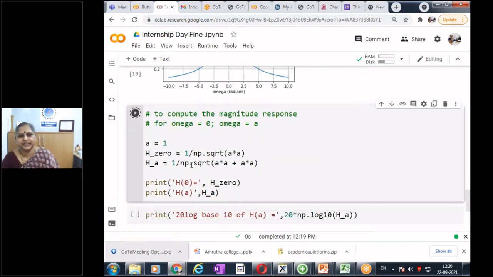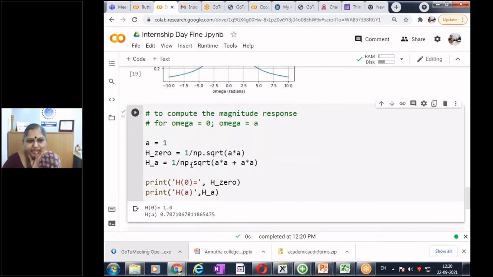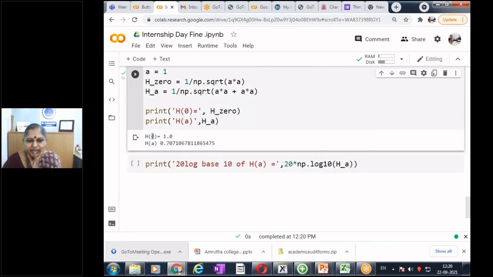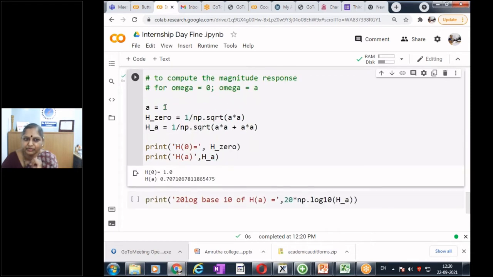So let us run this cell, and for A equal to 1, you are getting H of 0 is 1, H of A is this. So what has happened to the magnitude? It became 0.707 times the value here. Put A equal to 2 and see what happens. 0.5 and 0.35. Just see if 0.5 into 0.707 is 0.35.